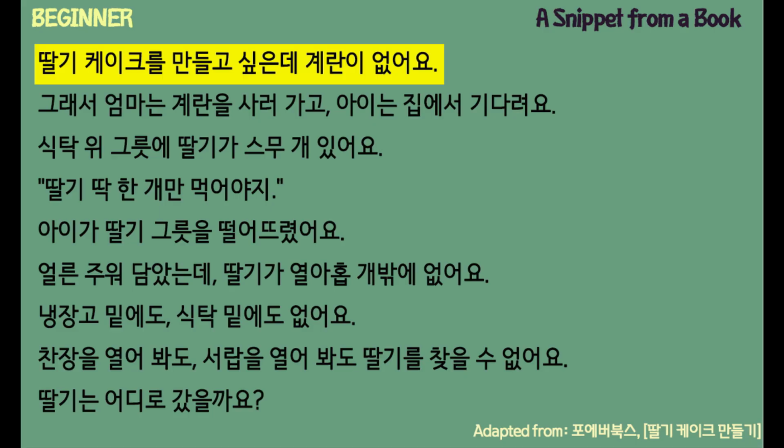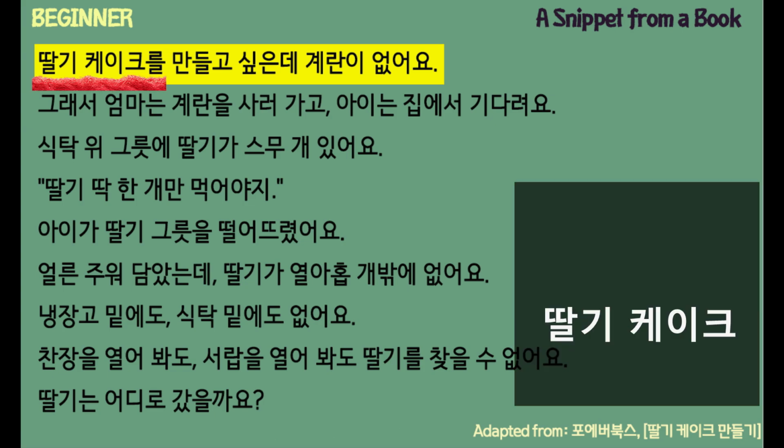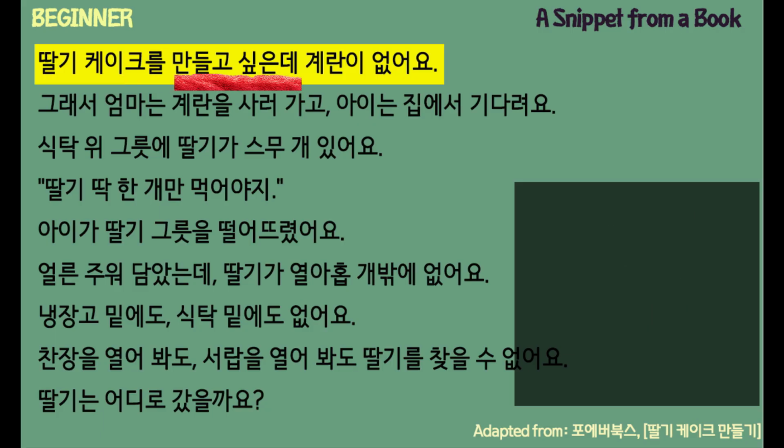The first sentence is 딸기 케이크를 만들고 싶은데 계란이 없어요. 딸기 케이크를 combines 딸기, strawberry, and cake. The object particle 를 marks 딸기 케이크 as the object of the following verb. Next we have 만들고 싶은데. The root verb is 만들다, meaning to make. The grammar pattern 고 싶다 expresses desire. So 만들고 싶다 means want to make.